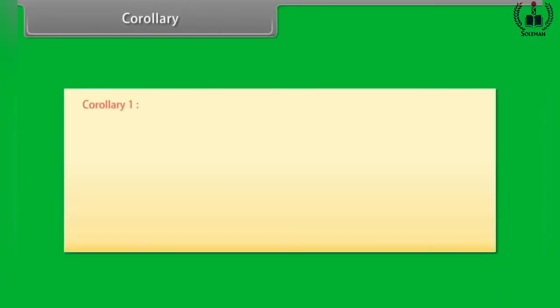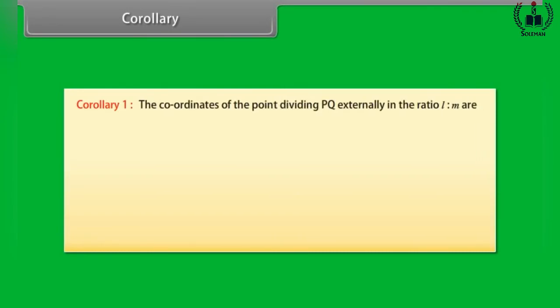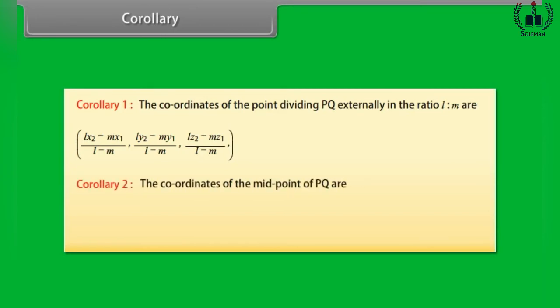Corollary 1. The coordinates of the point dividing PQ externally in the ratio l:m are ((lx2 - mx1)/(l - m), (ly2 - my1)/(l - m), (lz2 - mz1)/(l - m)). Corollary 2. The coordinates of the midpoint of PQ are ((x1 + x2)/2, (y1 + y2)/2, (z1 + z2)/2).